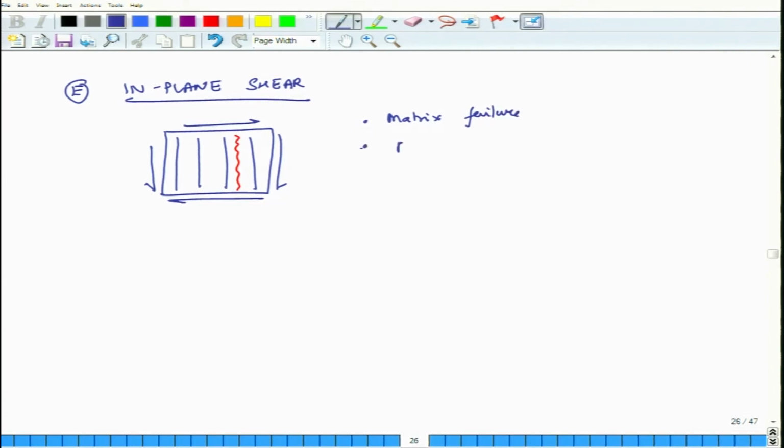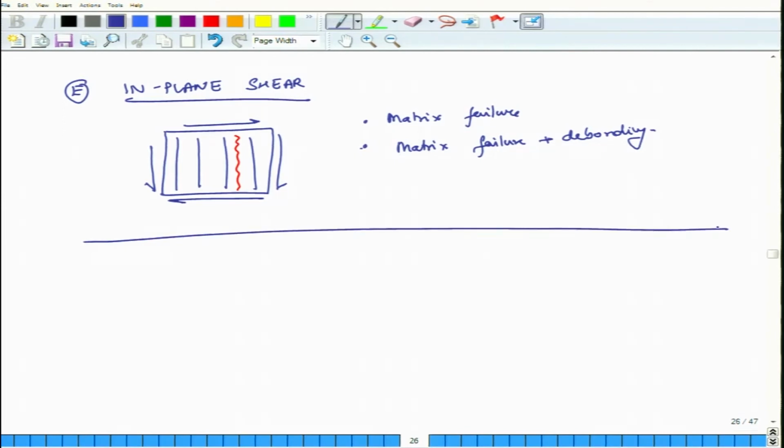or you have matrix failure plus debonding. Debonding. The fiber tends not to break because it has a very high strength. So, most of the failure happens between 2 fibers along the whole length of it. Okay. So, either the fiber can get debonded, but it will be a very rare thing that the fiber itself starts breaking. So, these are the 5 scenarios which we have discussed.